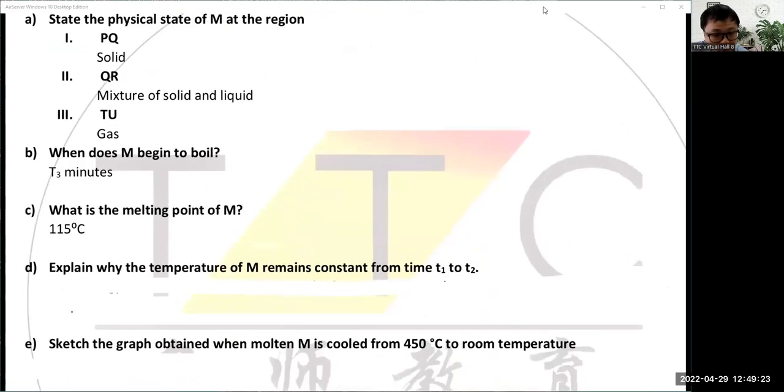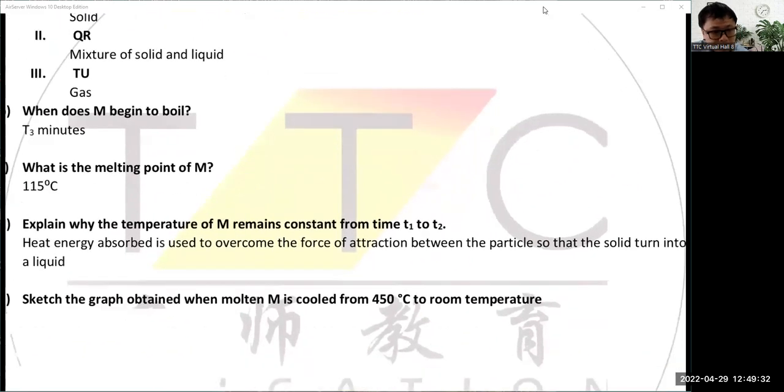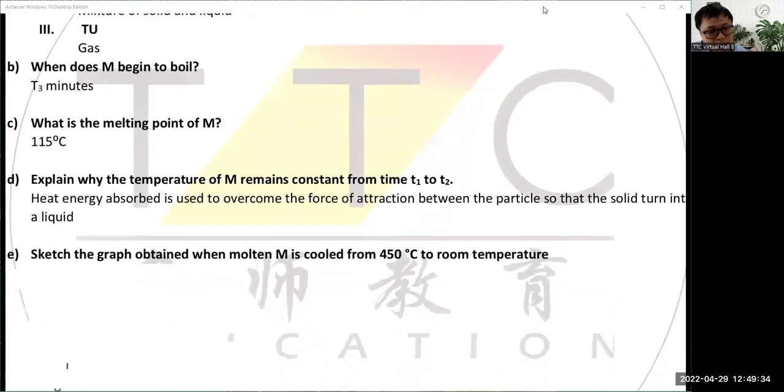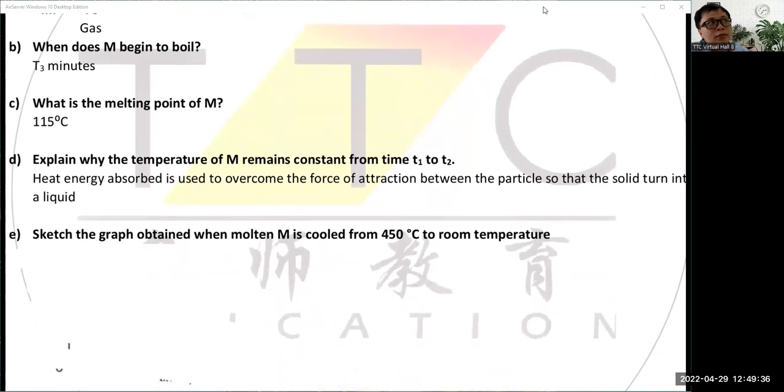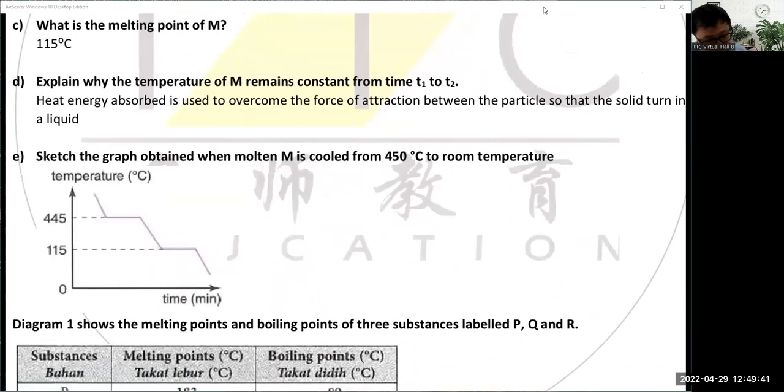Same. Why does the temperature remain constant? So same as the previous questions. The heat absorbed is used to overcome the force of attraction between the particles so that the solid turns into a liquid. Then sketch a graph. So they always give you a heating curve and then ask you to draw the cooling curve. It will be exactly the same, but just the graph. You still stop at 445. You still stop at 115.